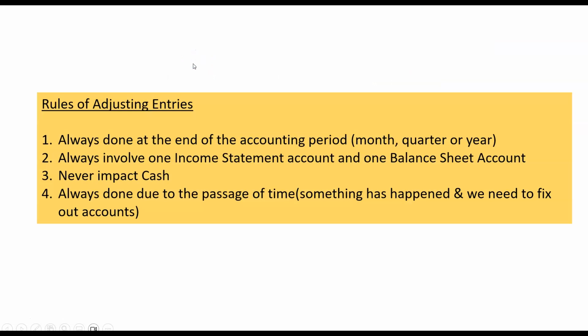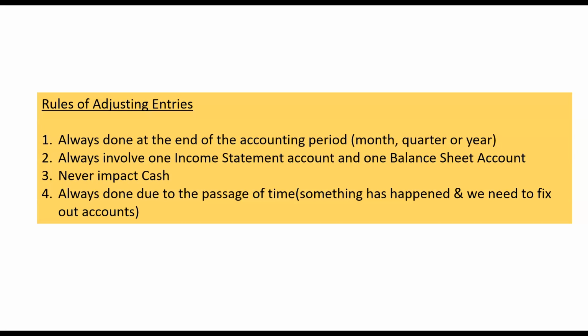All right, so there are 4 rules of adjusting entries. First of all, they're always done at the end of an accounting period. We're just fixing our accounts at either the end of the month, the end of the quarter, or the end of the year, getting ready to make perfect financial statements. They will always involve one income statement account and one balance sheet account.